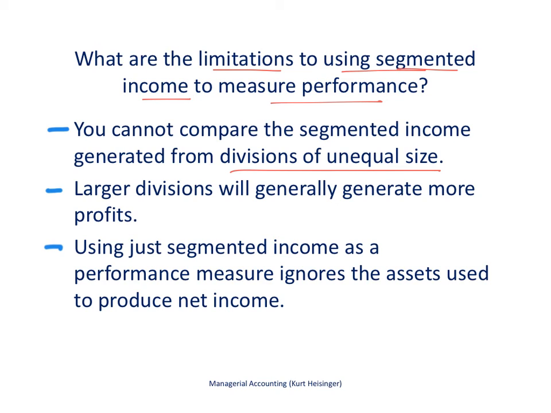So larger divisions will generally generate more profits, and when I say larger divisions, we're really talking about assets. Divisions that have a large amount of assets should be generating more profit than divisions that have a smaller amount of assets. So we need to take a look at that, and in a separate video we talk about the measure called return on investment, and that's where we start to pull assets into the equation and look at how these segments are performing with the assets that they put into place. So using segmented income is a good starting point, but we don't want to stop there. It ignores assets, and we want to pull in assets to see how these divisions are doing. So again, that's in a separate video.